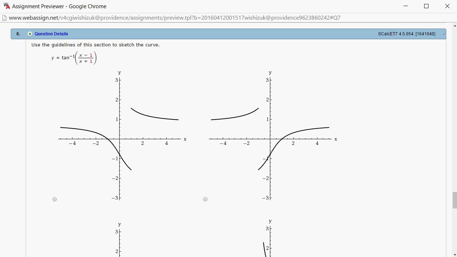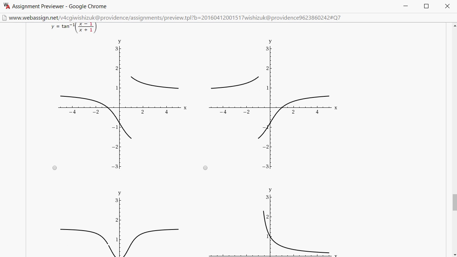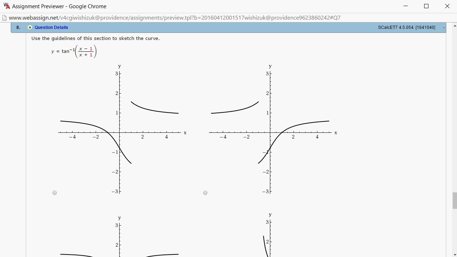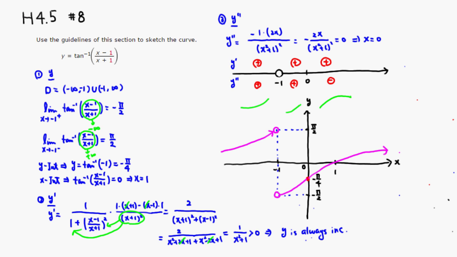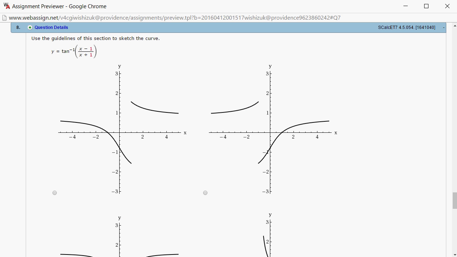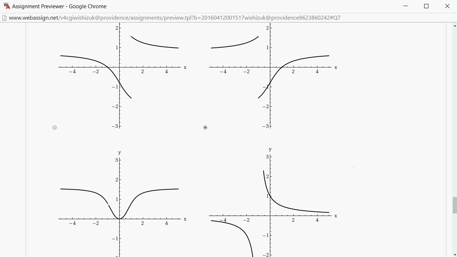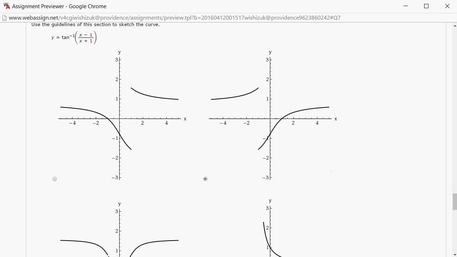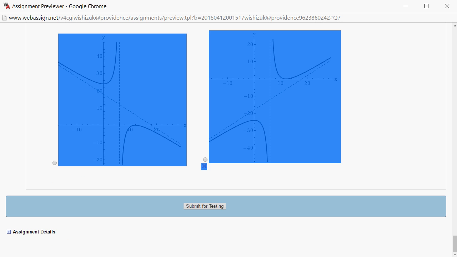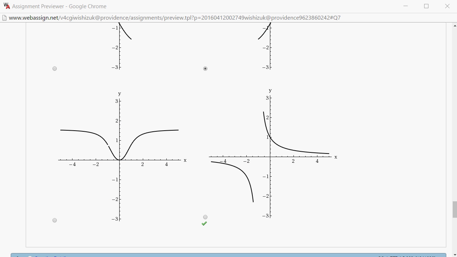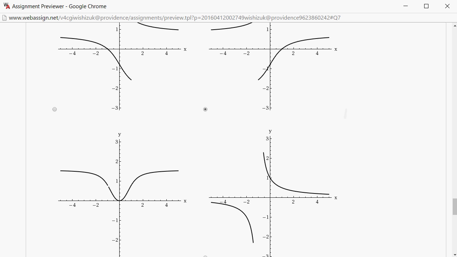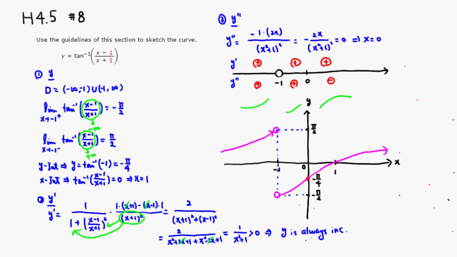Alright, so let's see if we have a graph which looks like that. Not this one, but the second one looks very promising. So this is the picture. It's very close. So the second one, obviously not the third one, not the fourth one. Let's double check. Submit for testing. Alright, it came back and looks like we got this one correctly. That's it. I hope that this was clear.